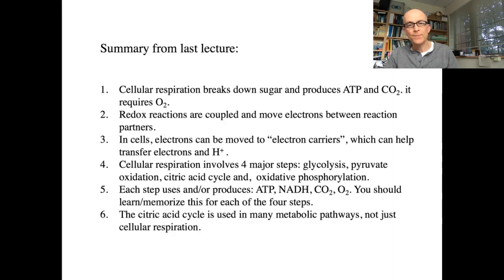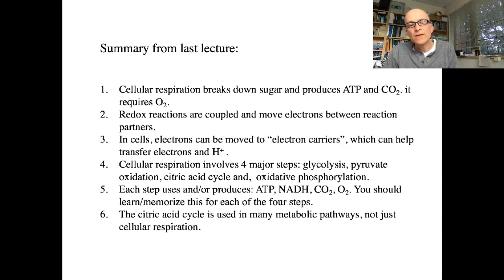Let's recap from the last lecture. So we talked about cellular respiration at that point as well. Here we talked about the fact that cellular respiration breaks down sugar to produce ATP and carbon dioxide and that it requires oxygen. We said that redox reactions are coupled and move electrons between reaction partners. We said that in cells, electrons can be moved to electron carriers, which can help transfer electrons and hydrogen.